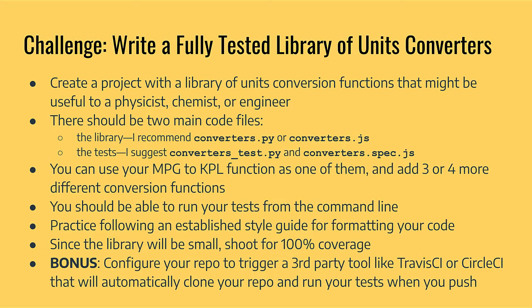Project should have two main code files. The library itself, I'm going to call mine converters.py or converters.js, depending on which language I'm in. And the tests are going to be in a file called converters_test.py for Python and converters.spec.js for the JavaScript one. I'm going to use my miles per gallon to kilometers per liter function sort of as inspiration. That was the last project we did.